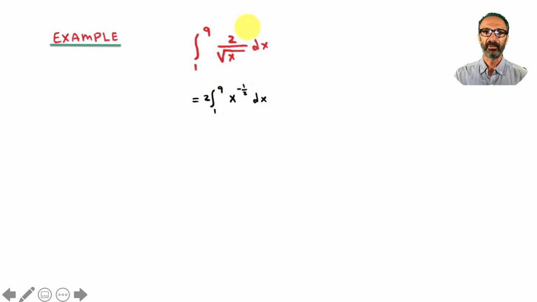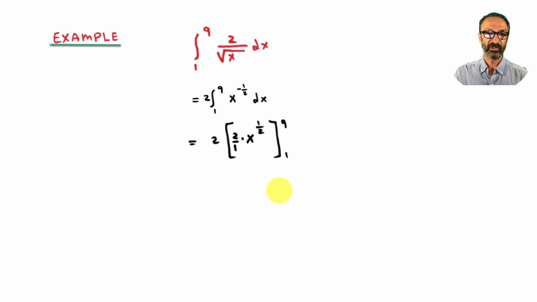Bring it to the top, so no more fractions, and make it a negative exponent. Negative half, add 1 to it, and divide by the new exponent. When you add 1 to it, it becomes half. You divide by half, but why would you divide by half if you could reduce your steps and multiply by 2 over 1? That's called 2 steps in 1. Actually, it's called 2 birds, 1 stone.